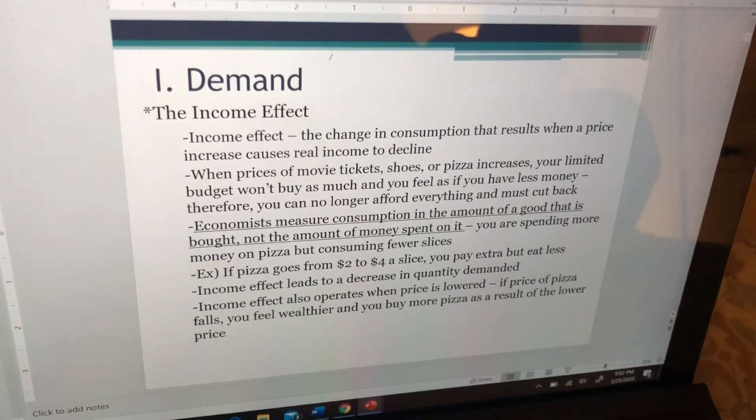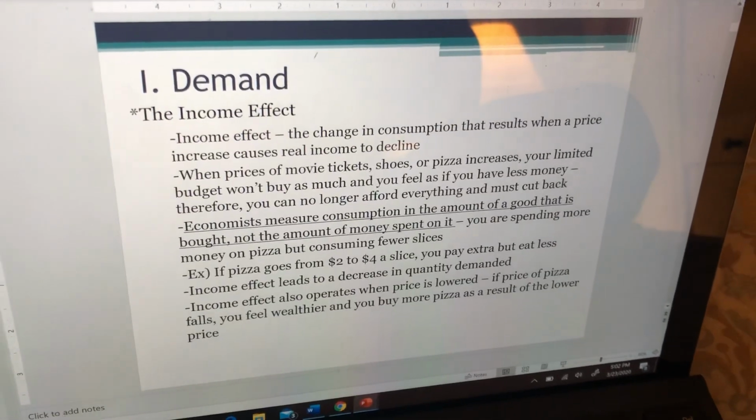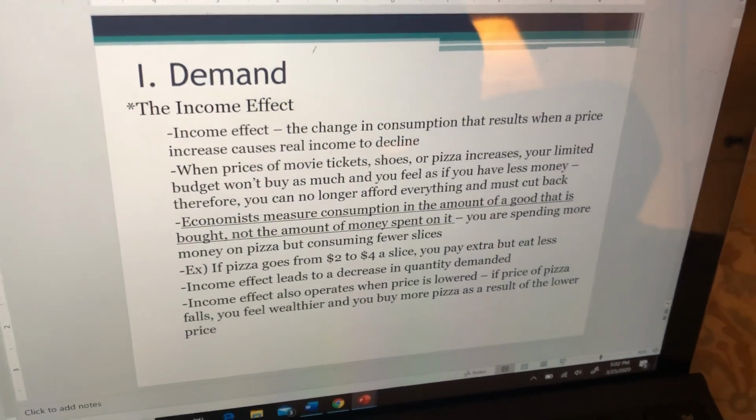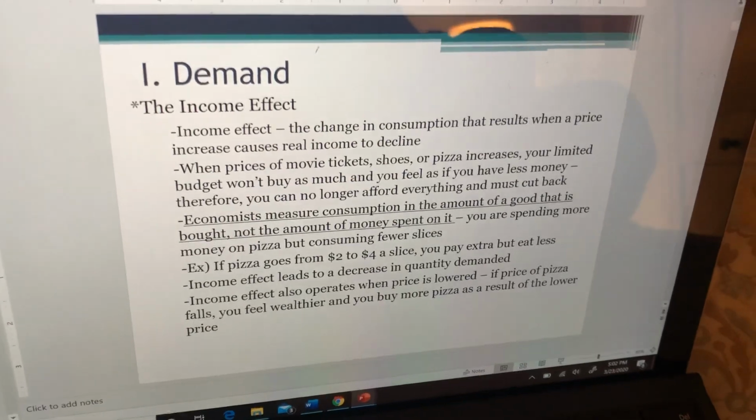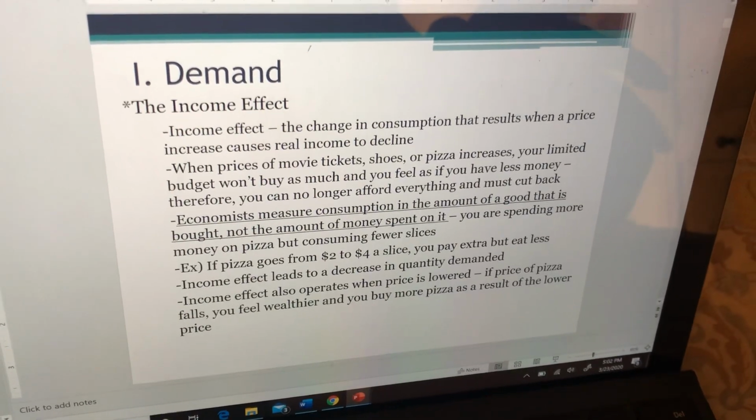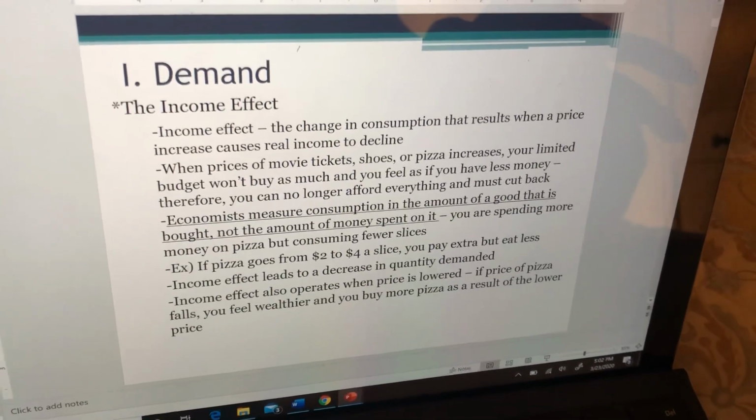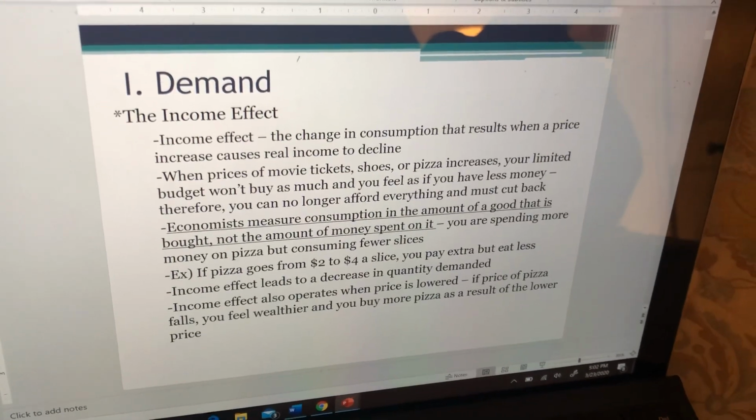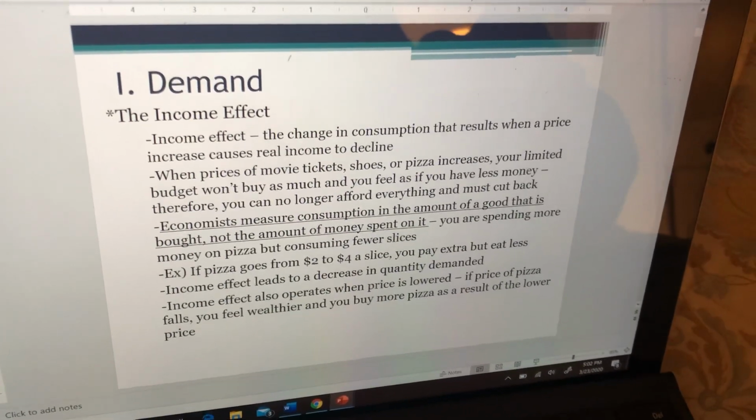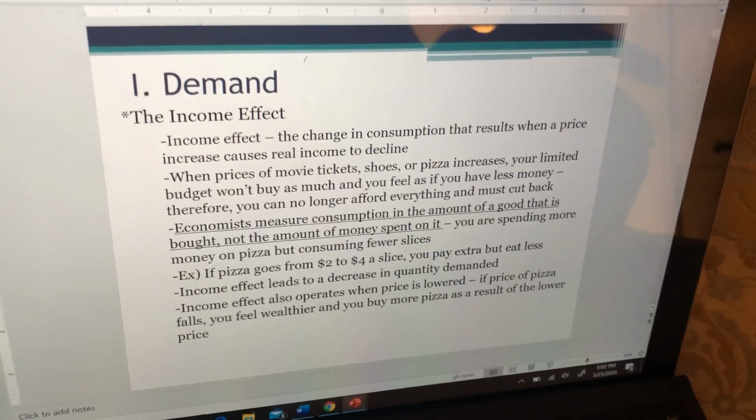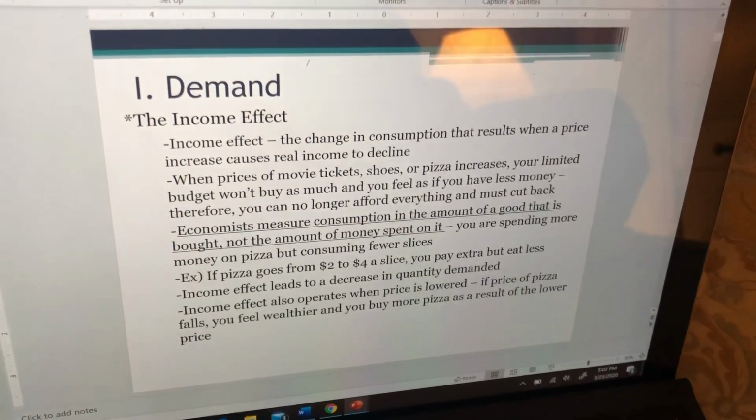All right? So again, just like the substitution effect, it can also come into play when prices decrease. All of a sudden, if movie tickets are only $2, $3 a show, you feel wealthier. Instead of one movie a weekend, perhaps you can go see two now, right? You feel wealthier, but again, you still have that same $200.